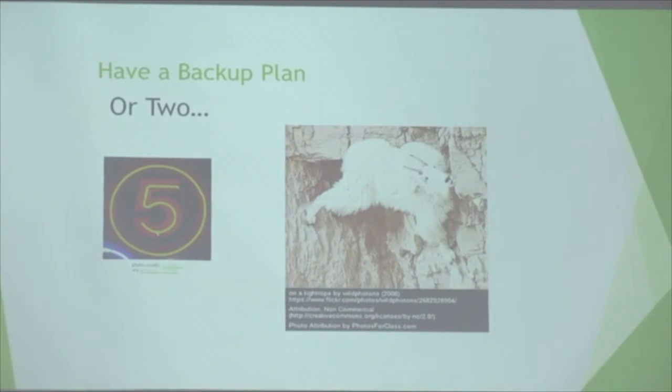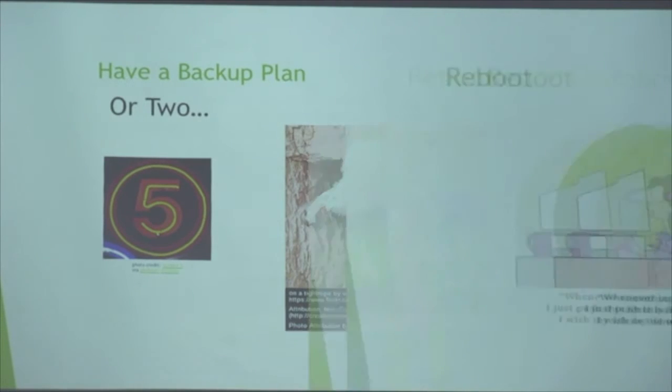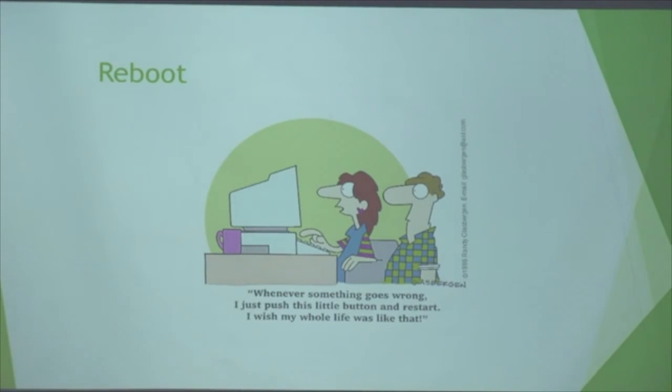So suppose you haven't done steps 1 through 4, or you have done steps 1 through 4, and the internet's down. It's not working. That's going to happen. So you need to have a backup plan or 2 so you don't fall off the cliff. Number 1 thing I encourage my teachers to do is reboot. I wish I had a reboot button for my own personal life because it fixes so many things.